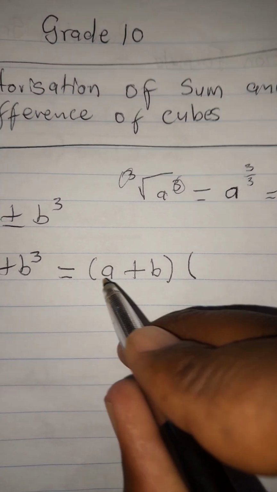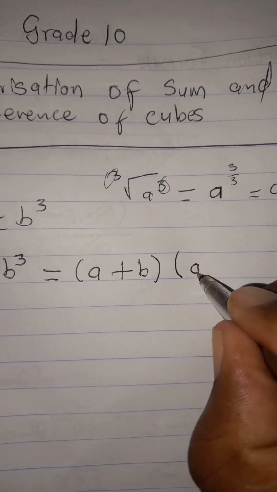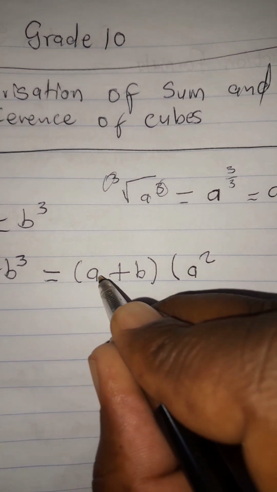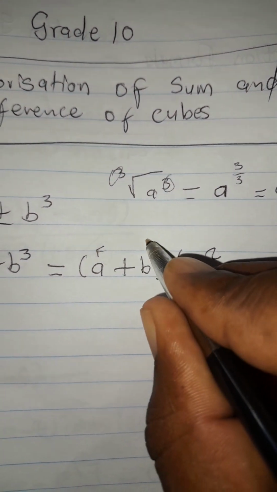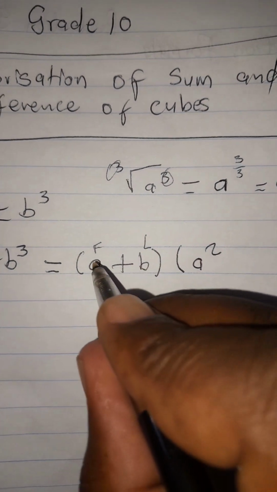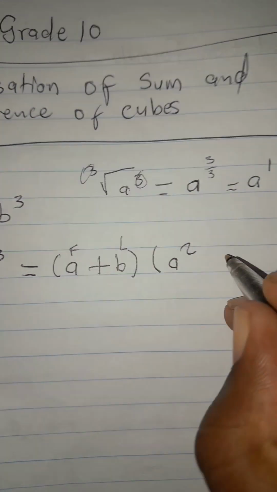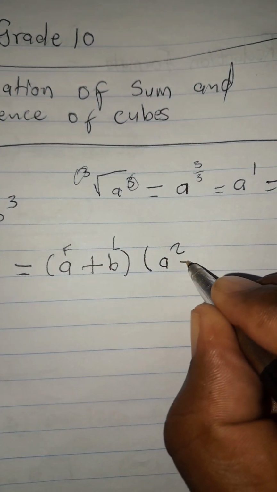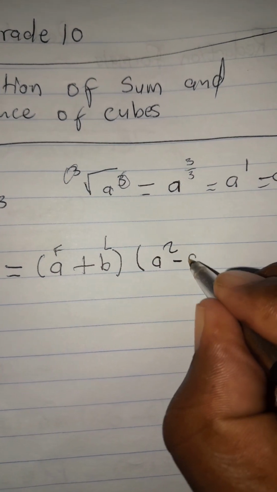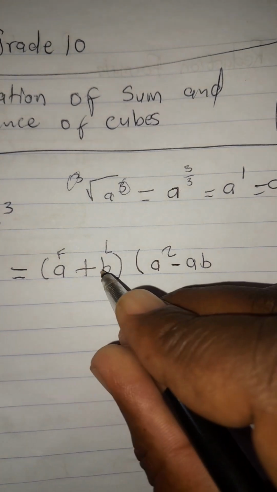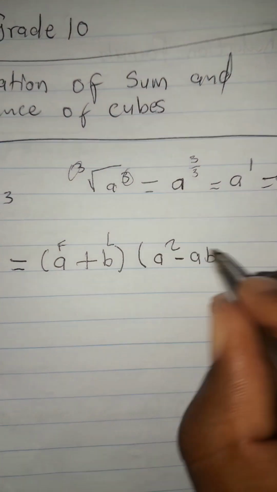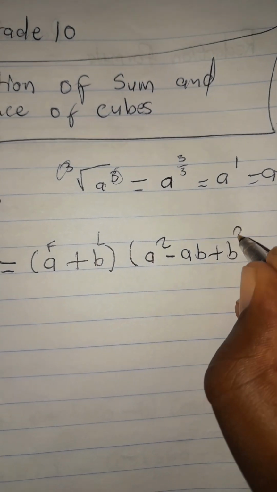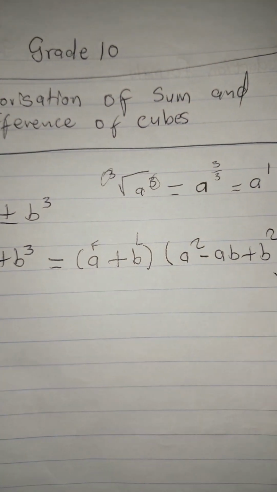So here comes an important part. From here, you square the first, and you're going to have a squared. Then the first term and the last term multiply each other. First times last, that will be ab. But what changes, if it's plus, it will be the opposite of it, so it will be minus ab. Then you square the last, so b squared. Then it's already factorized.